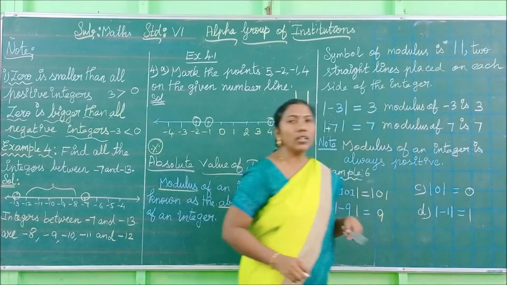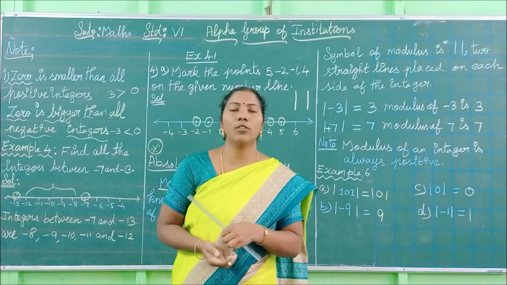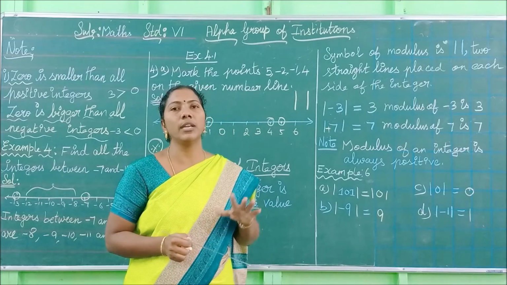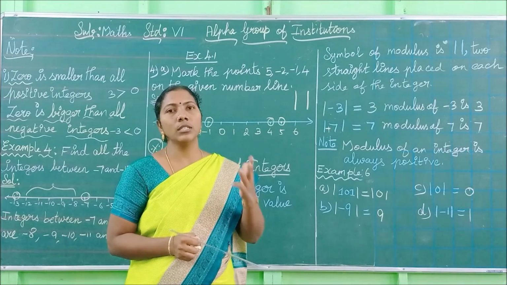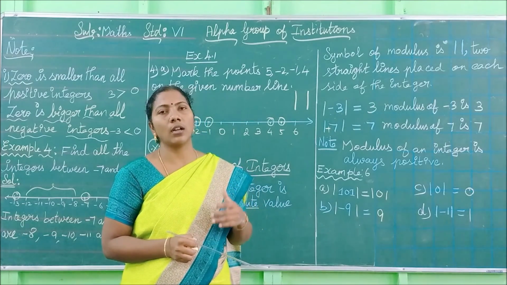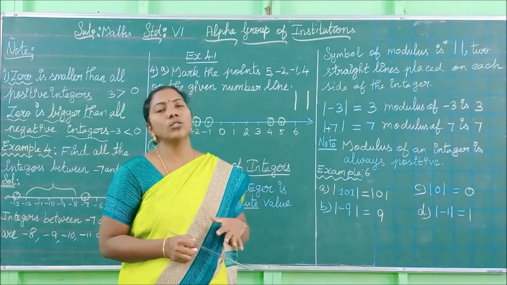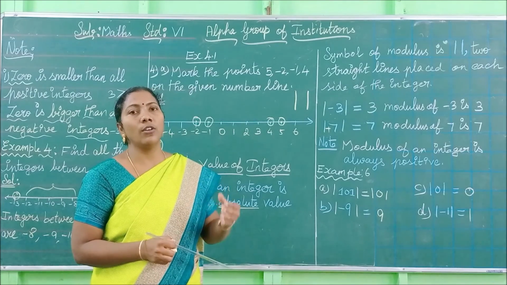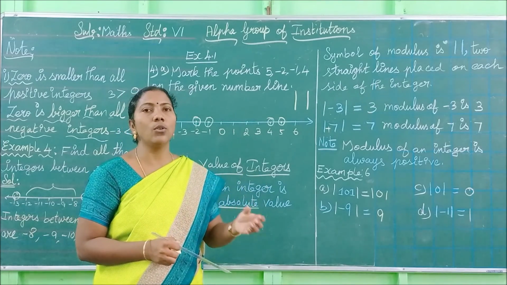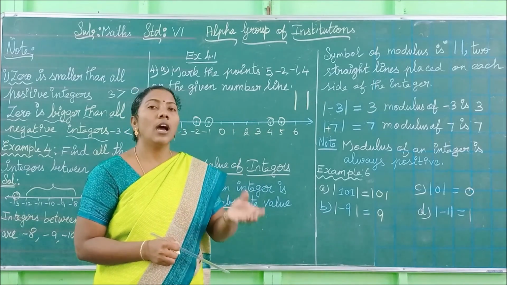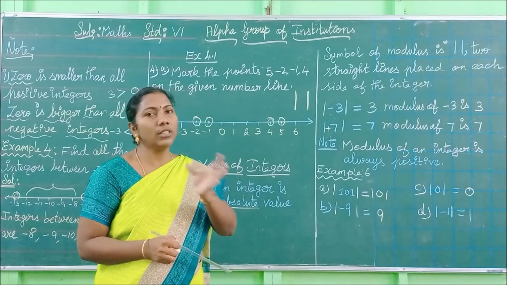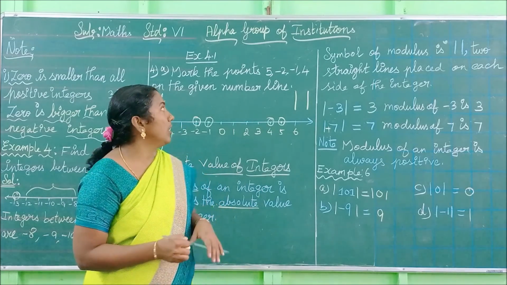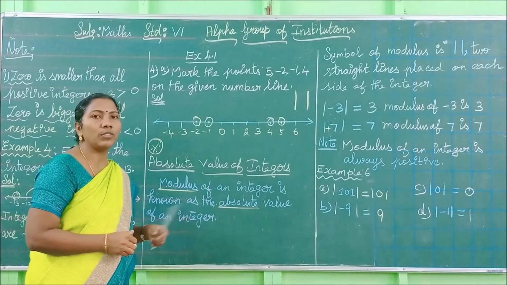Thus, so far what are the concepts we have discussed, children? We have discussed integers. What is meant by integers? Negative numbers, 0, positive numbers are called integers. And also we have seen the number line representation of integers, and also we have compared the negative number with 0 and negative number with positive numbers, and also we have compared the negative number with negative number, and also we have discussed the absolute value of the integers.